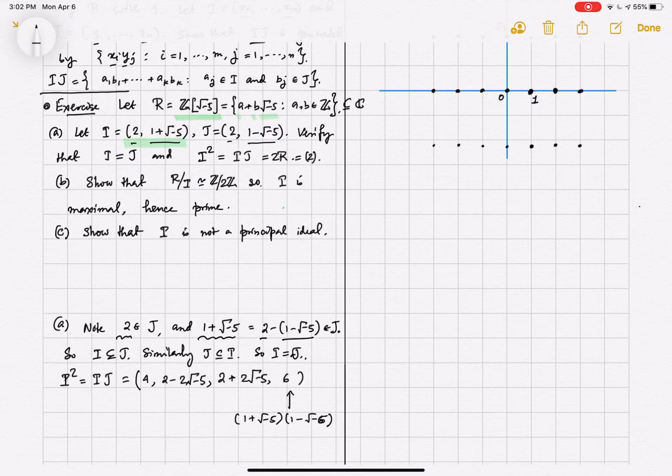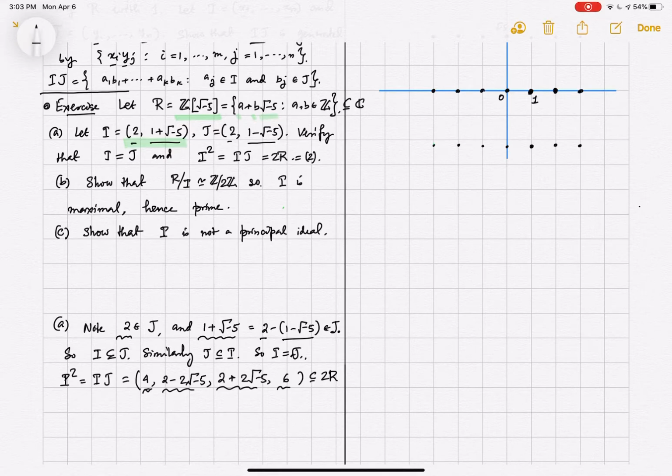And I notice that all these 4 complex numbers are in 2R. For example, 2 minus 2 times square root of minus 5 is 2 times (1 minus square root of minus 5), and this is an element of R, so this is in 2R. Similarly, all 4 are. So IJ is a subset of 2R. All those 4 complex numbers you see are multiples of 2 in R.